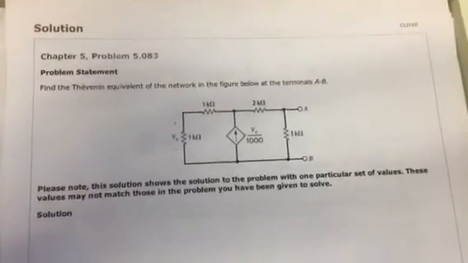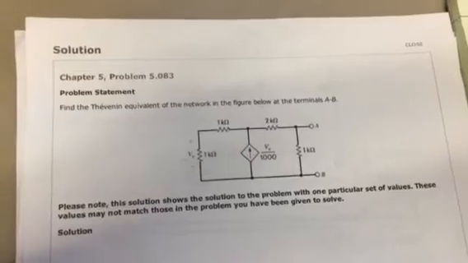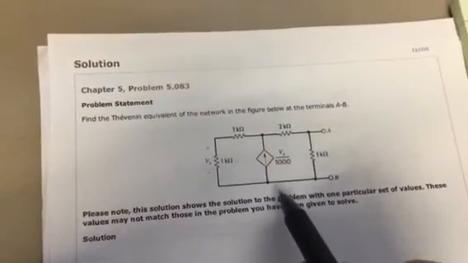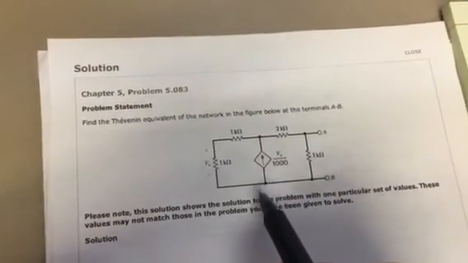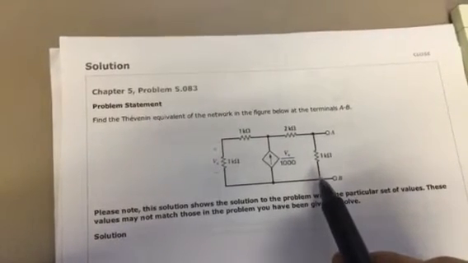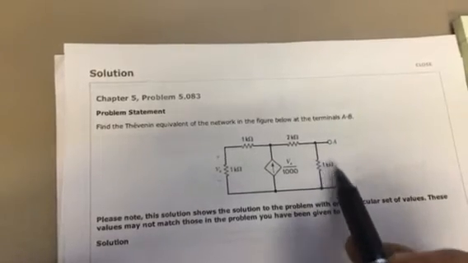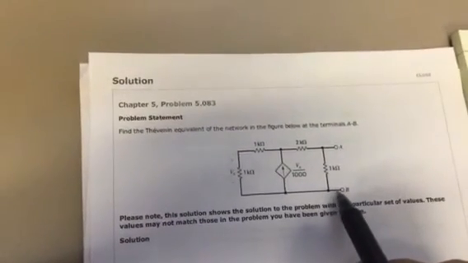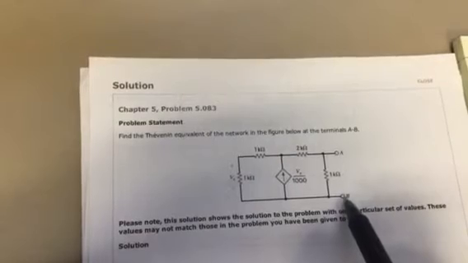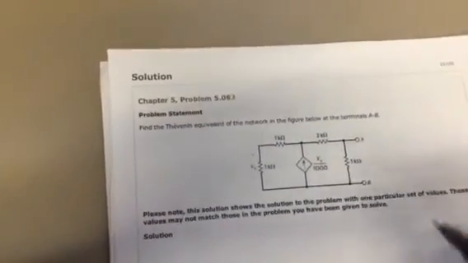Okay, we are going to go through problem 5.083. This is the problem where we need to use the Thevenin equivalent of the network in the figure below to find at the terminals AB. So we want to find the VOC here, and also want to find the R Thevenin.